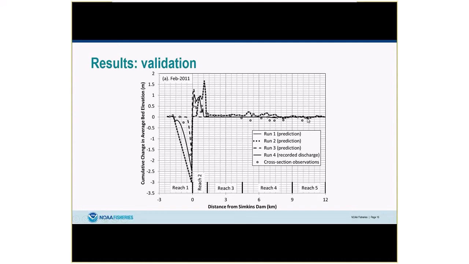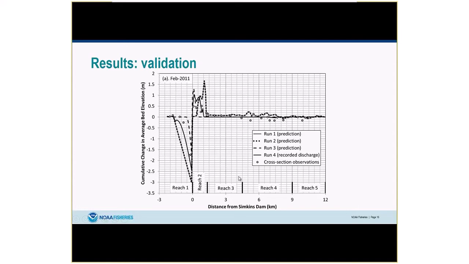So this plot shows results for February 2011, which is about 2 to 3 months after dam removal. Shown are the 3 forecast runs with assumed hydrology. That's runs 1, 2, and 3 in the legend. And hindcast run 4 for comparison. And remember, run 4 is recorded discharge, and that's nicely said right on the plot. Also plotted are the cross-section observations, which is what really occurred, and these are the dots spaced irregularly throughout the whole study reach.